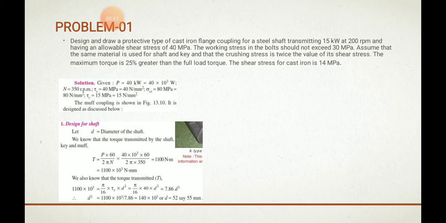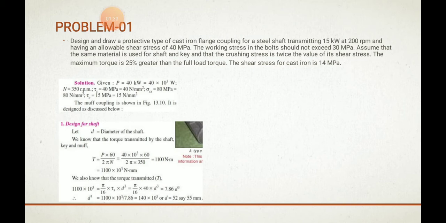So I'll read out the problem first. Design and draw the protective type of cast iron flange coupling. We have to design a cast iron flange coupling for a steel shaft transmitting 15 kilowatt at 200 rpm. We have to transmit the power with the help of the shaft, and we are using the cast iron coupling for that. It has an allowable shear stress of 40 megapascal. The working stress of the bolt should not exceed 30 megapascal.